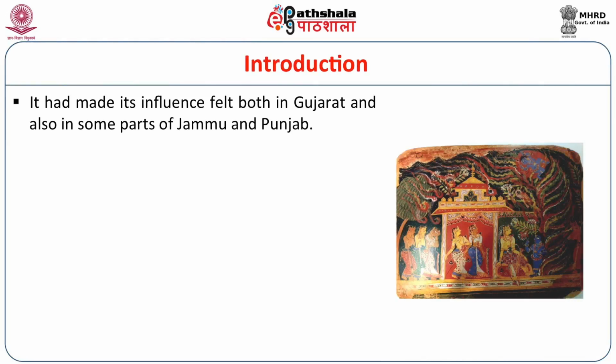And it is these courts where the Rajput school flourished. But of course, these schools utilized the local painters mostly who continued with the pre-Mughal style. Added to these artists came the Mughal artists who combined certain elements of Mughal, Persian, and European technique in these schools. It made its influence felt both in Gujarat and therefore parts of Jammu and Punjab.